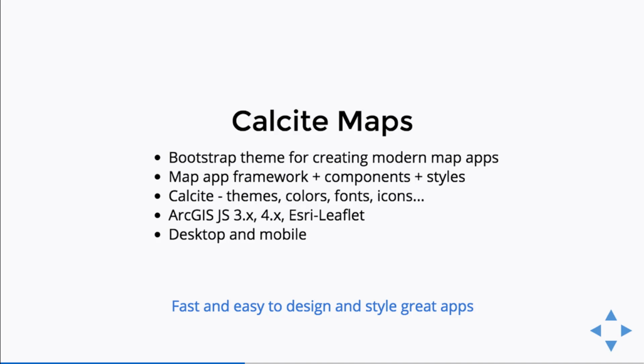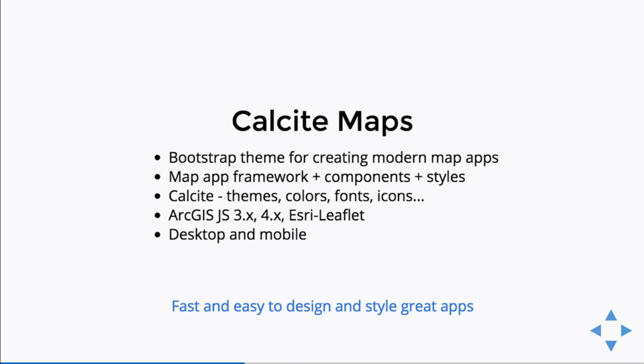It also borrows from Calcite. So it borrows from all of the awesome principles that have been instilled in all of our product development, and it includes the themes, colors, fonts, and icons that have already been proven. They already work. They're already out there, which is super awesome.